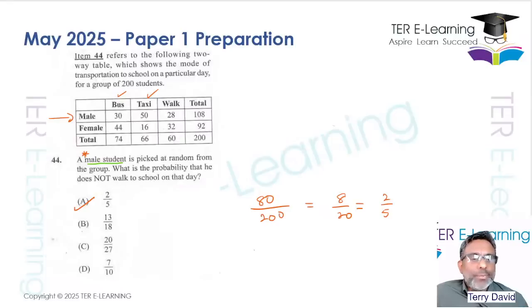Some people are asking where the 80 comes from. The 80 is the mode of transport where the person did not walk. If they didn't walk to school, it means they either took the bus or the taxi. They either took the bus or the taxi.